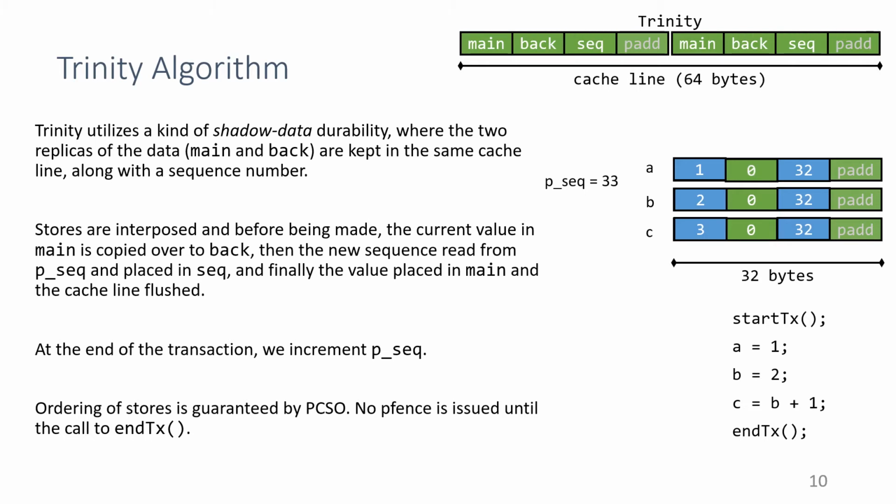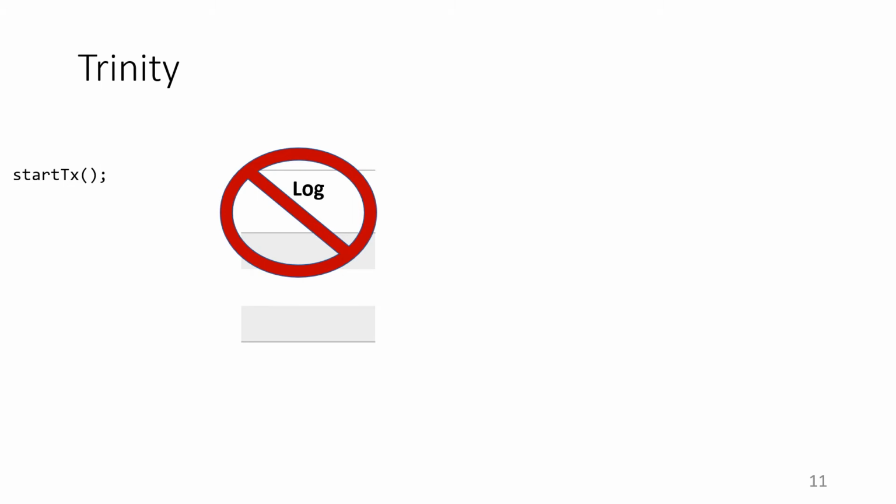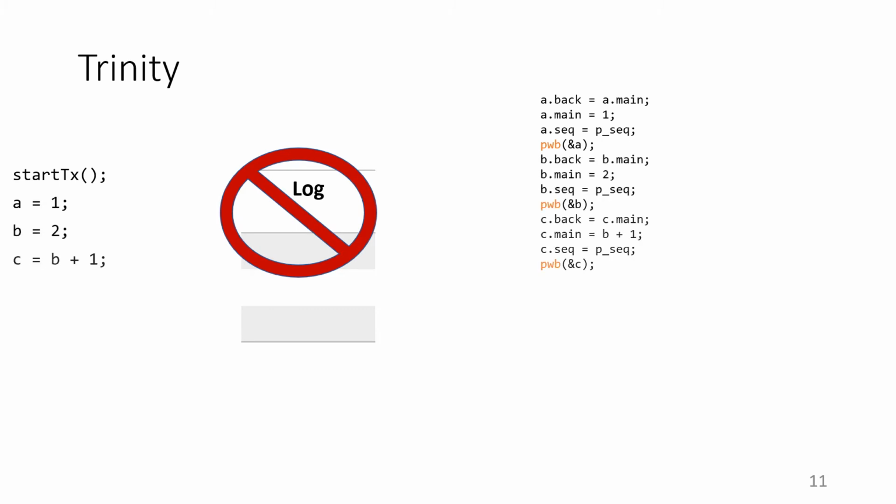If we go back to the example, what we see is when we do A equals 1, all we have to do is copy the main to the back, set the main to the new value, and set the sequence equal to the P sequence, and then we flush this cache line. Again for B, and again for C. The loads are done in place.